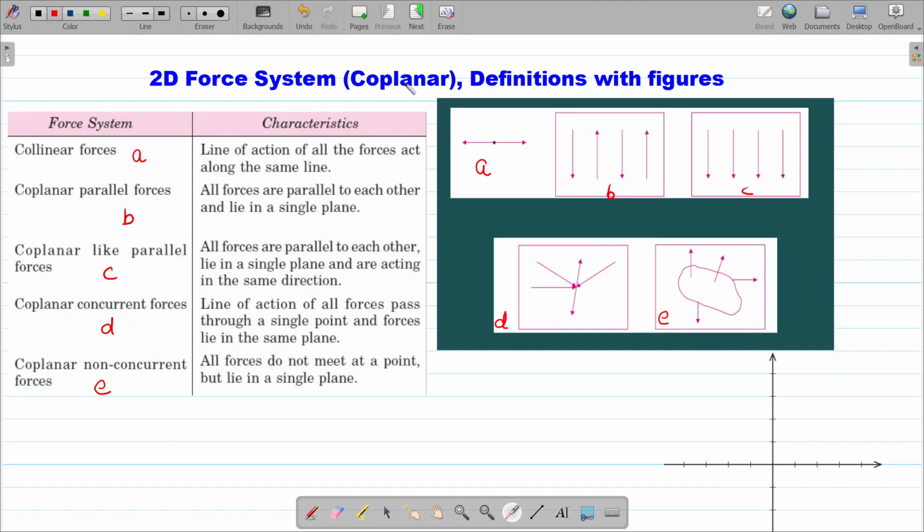I hope you understand this 2D force system, also called coplanar force systems, very clearly, and you have also understood its importance along with its characteristic definitions and figures.